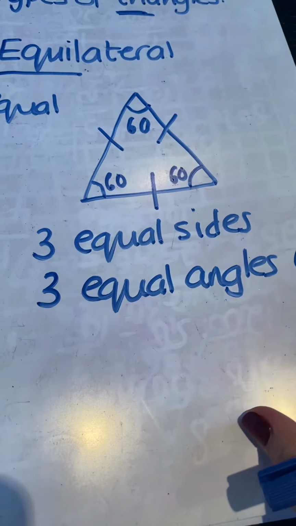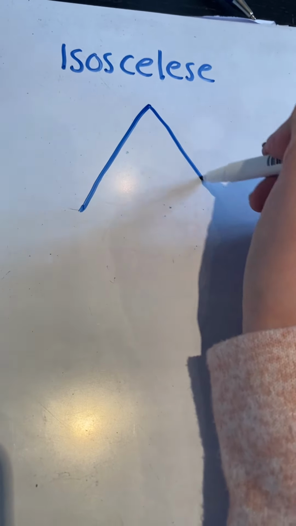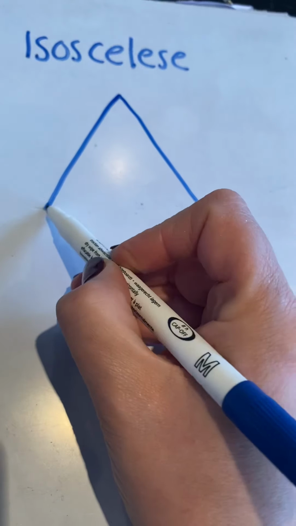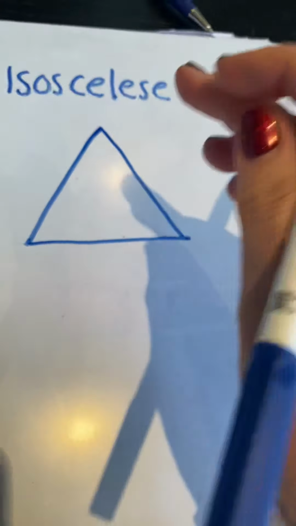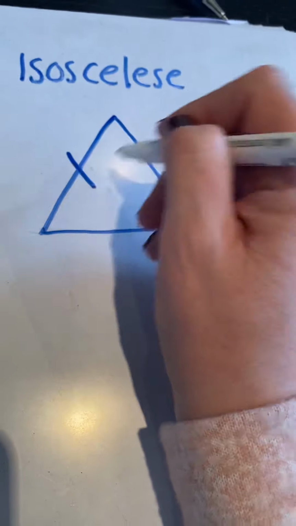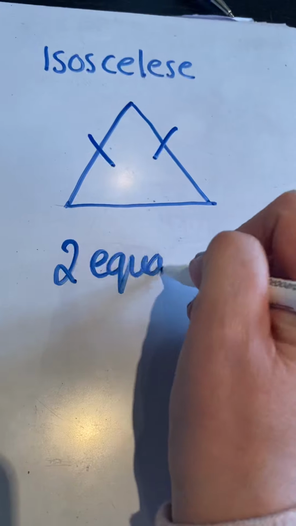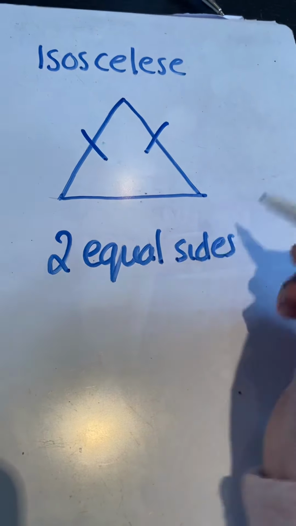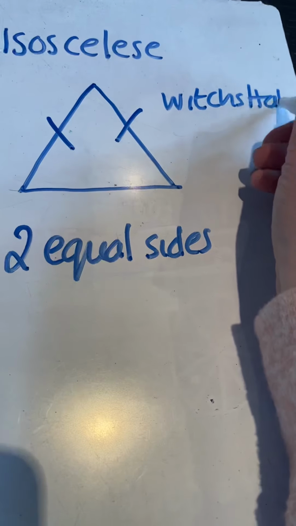The next type of triangle is an isosceles. People may have described this like a witch's hat. So if we look at the isosceles, we have 2 longer sides and a narrower side in between, and these 2 sides are the same, so we have 2 equal sides. We refer to this as the witch's hat.